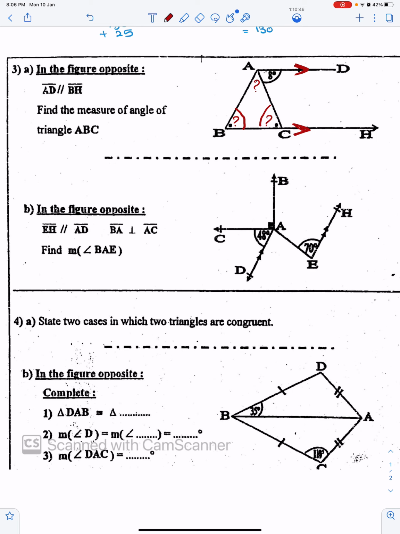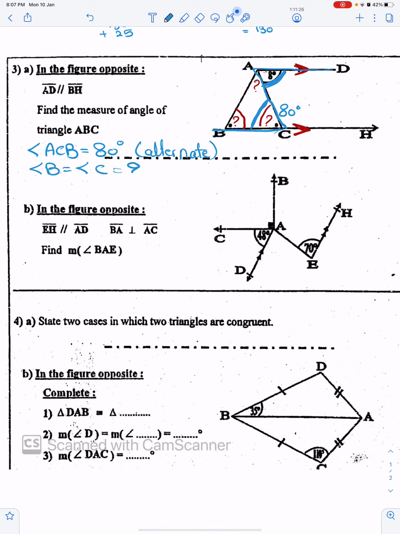First, I'm going to look at the parallel lines. I have two parallel lines and I can find the letter Z. So this angle is equal to this angle, which is equal to 80 degrees. Angle ACB is equal to 80 degrees. Why? Alternate. And also, angle B is equal to angle C is equal to 80 degrees.